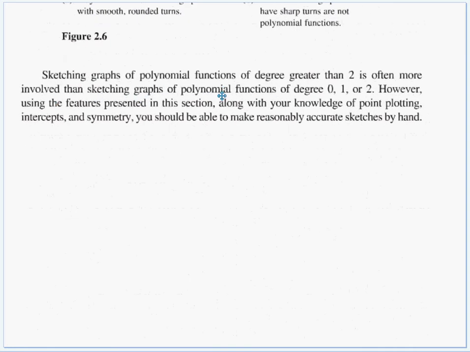Sketching graphs of polynomial functions of degree greater than 2 is often more involved than sketching graphs of polynomial functions of degree 0, degree 1, that would be a straight line, or degree 2, a parabola. However, using the features presented in this section, along with your knowledge of point plotting, intercepts, and symmetry, we should be able to make reasonably accurate sketches by hand.